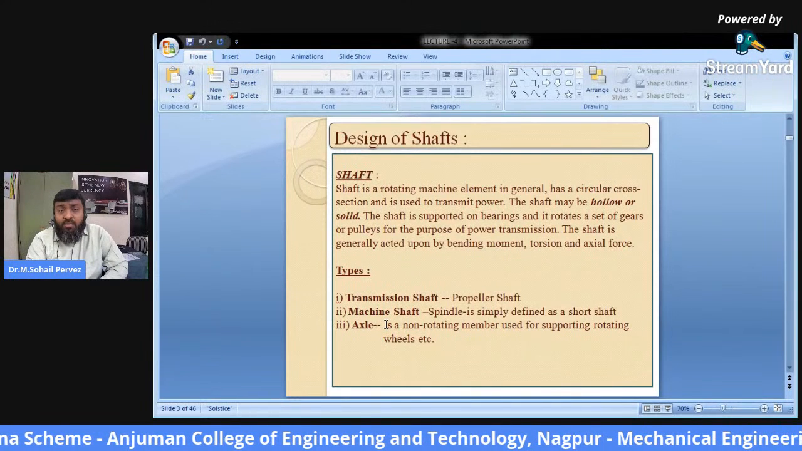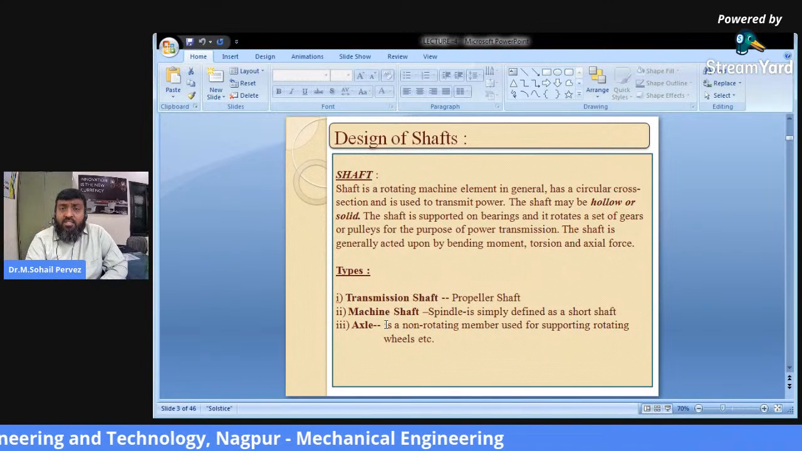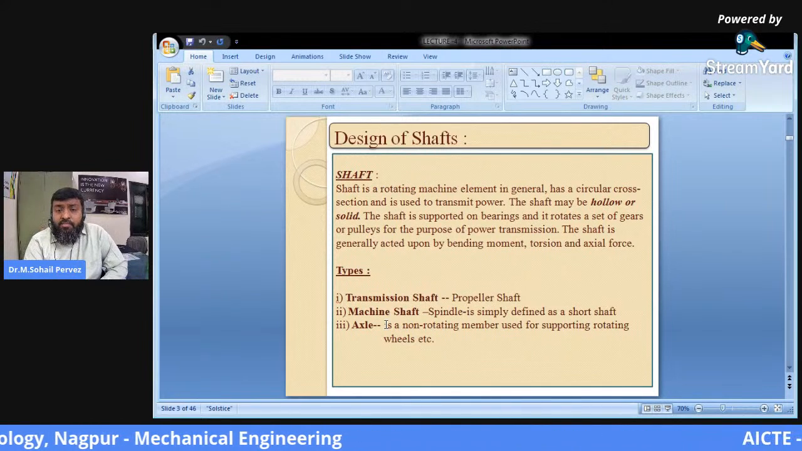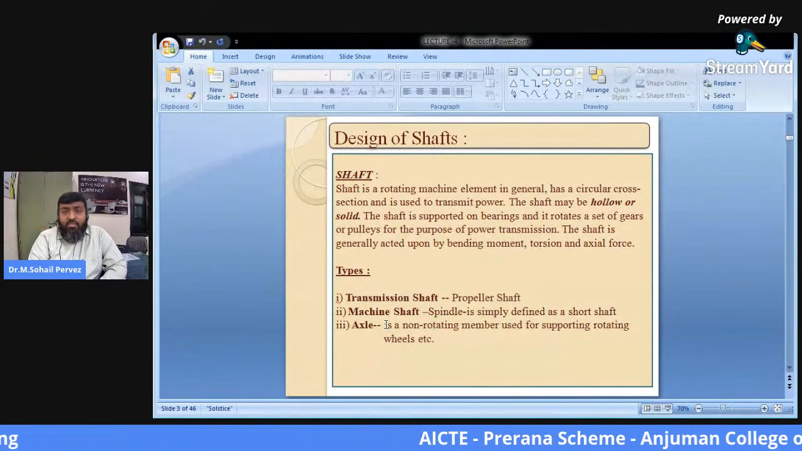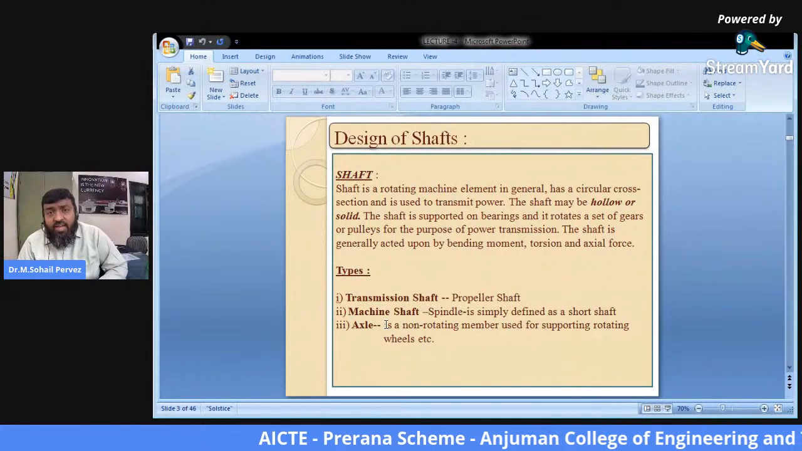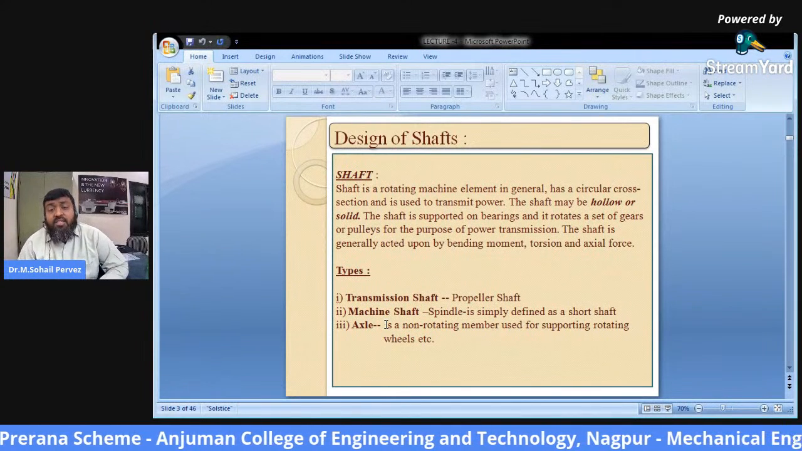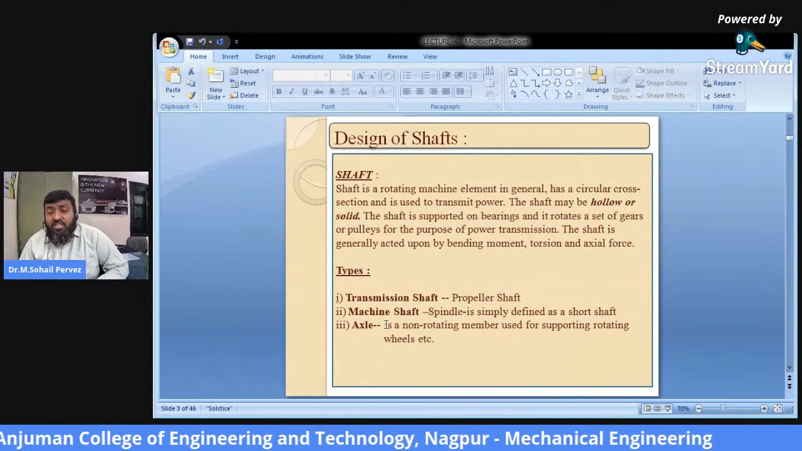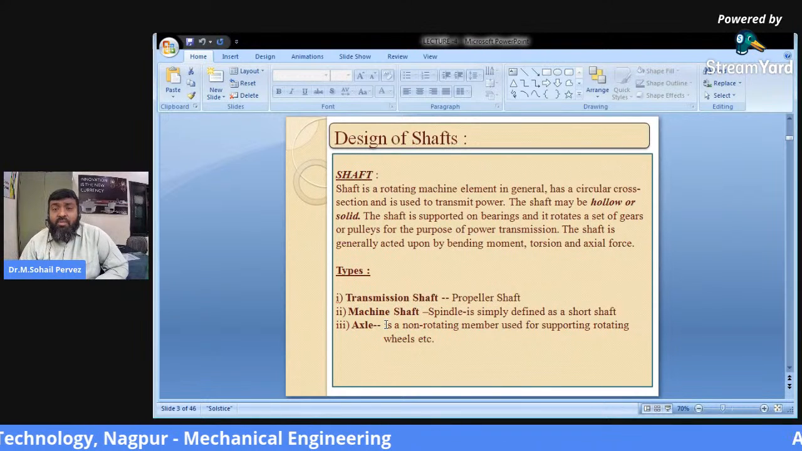It is the integral part of that particular system. If you try to remove that integral part, the entire system will not work properly. And the third one is axle. For axle, I must emphasize this fact: although it comes under the category of shaft, it is a non-rotating member and generally used to support the rotating members, that is wheels, in automobiles.